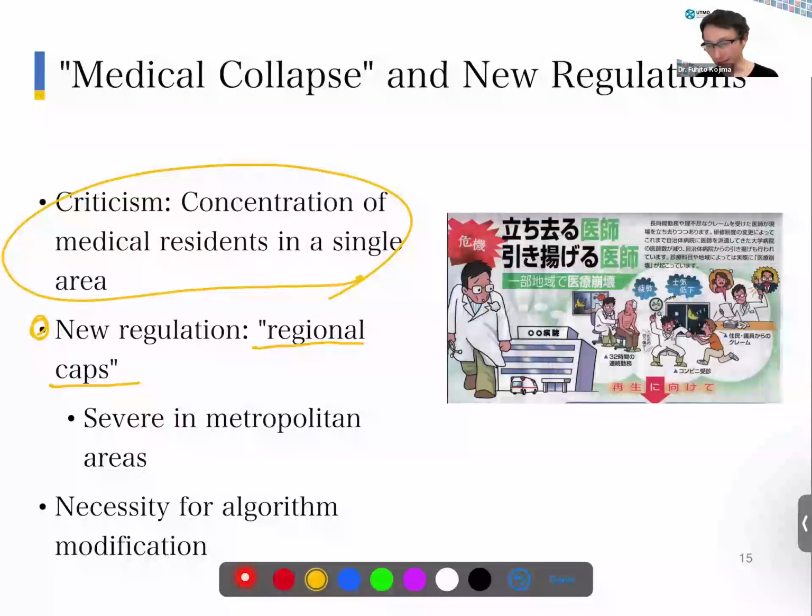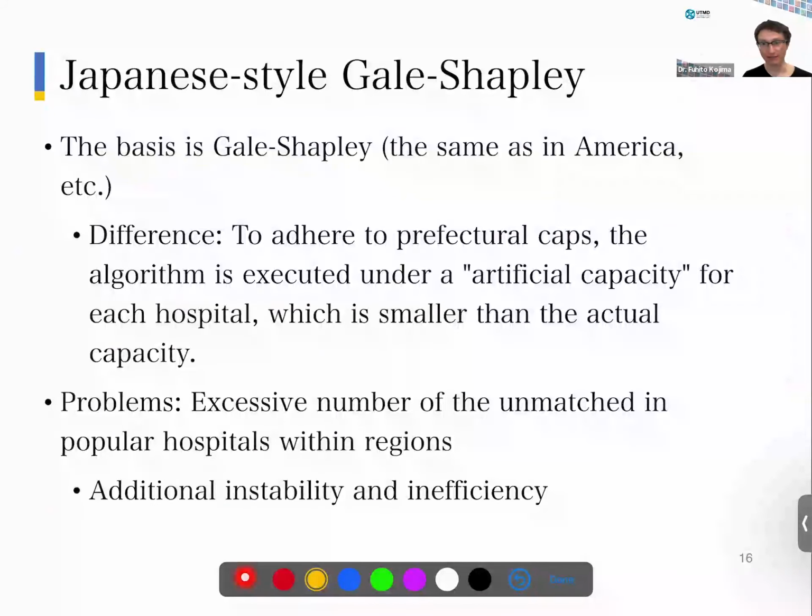But this regulation cannot be enforced unless we also change the algorithm, right? Because the algorithm just lets each hospital select among applicants as much as they want, up to capacity, basically. So there's no guarantee that this regulation will be satisfied if you run the Gale-Shapley algorithm. And the government officials considered changing the algorithm. I call it the Japan-style Gale-Shapley algorithm.